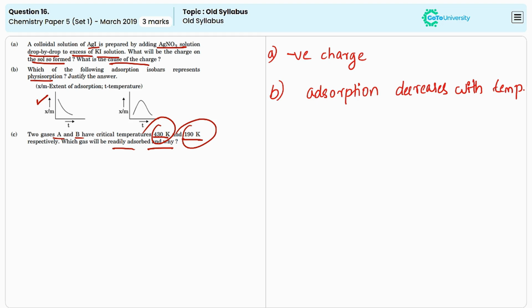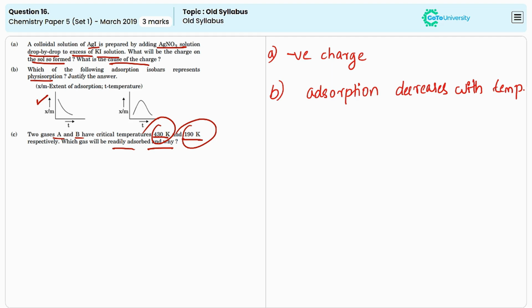So the gas with higher critical temperature is readily adsorbed because above the critical temperature there will be less attraction between molecules of gases, so they can be adsorbed easily. The gas A has a higher critical temperature so it will be adsorbed more compared to B, as we discussed.